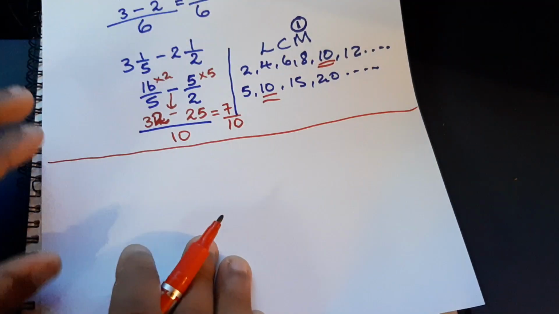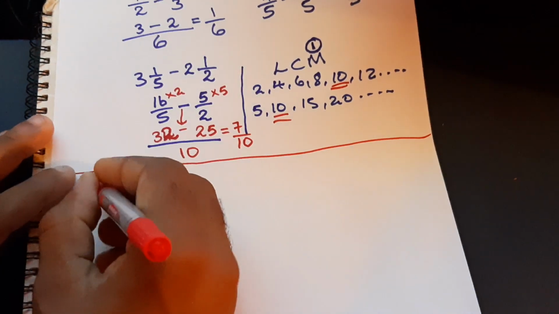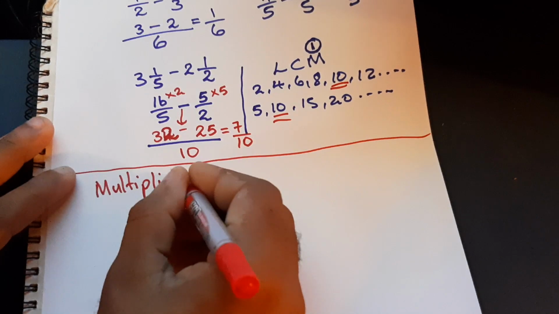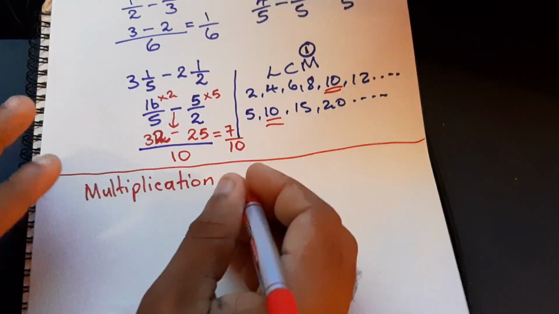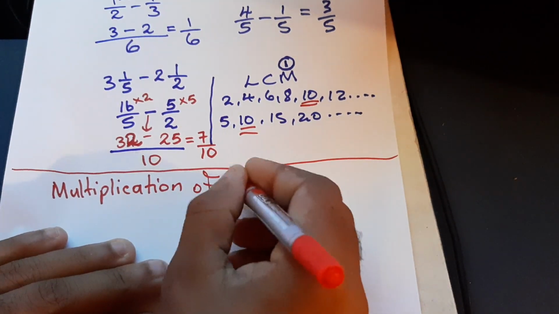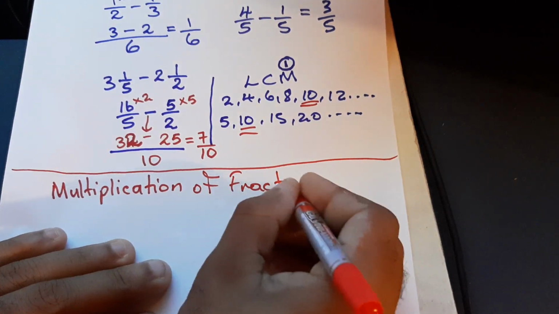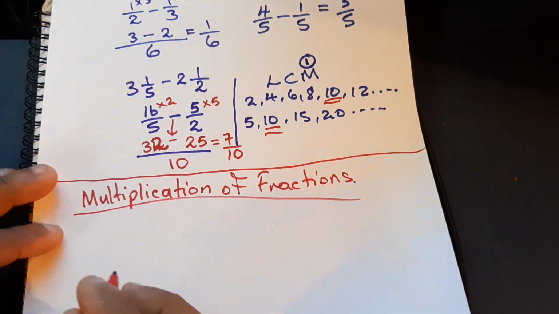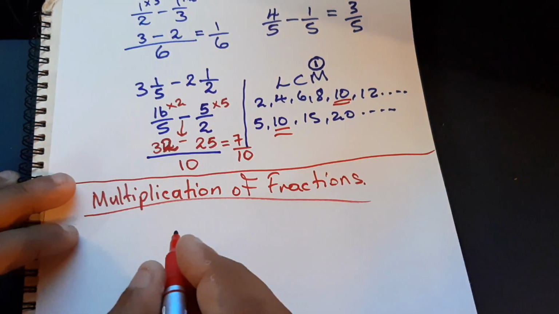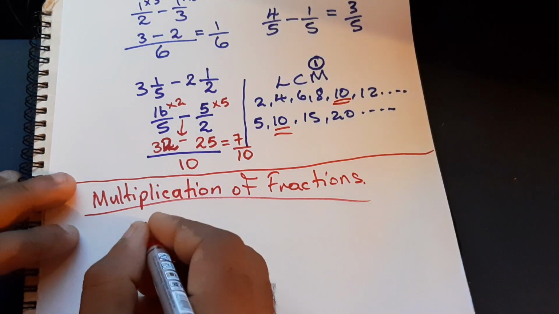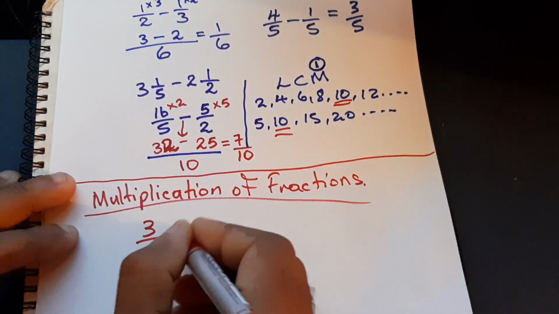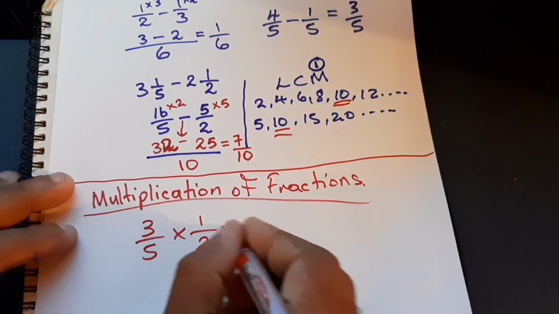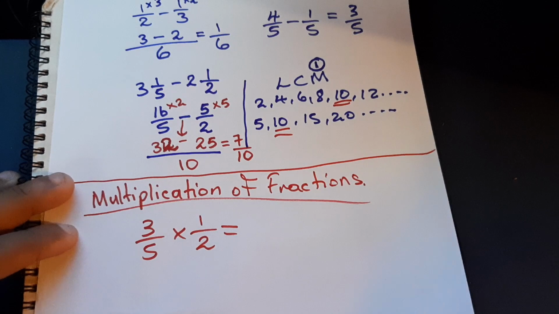multiplication of fractions. So with multiplication of fractions, this is how we're going to do it. I'm going to start out simple like I did before with the other questions. So let's say we had 3 over 5 multiplied by 1 over 2.